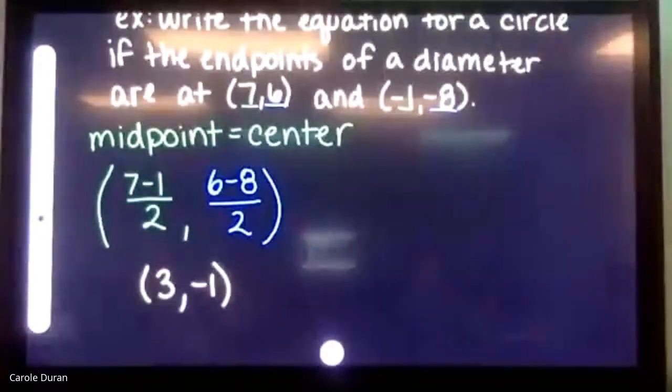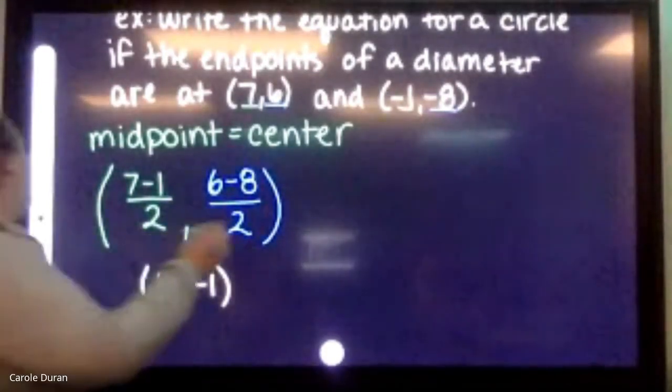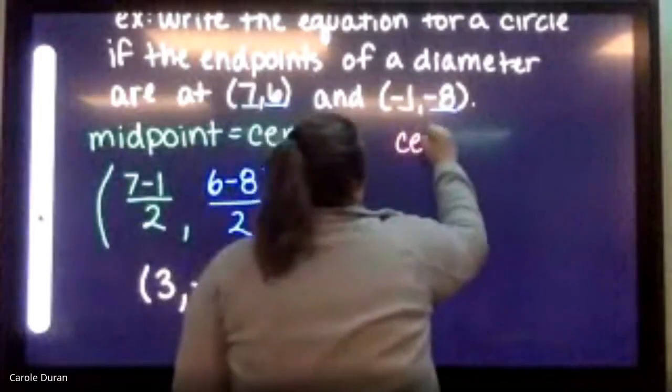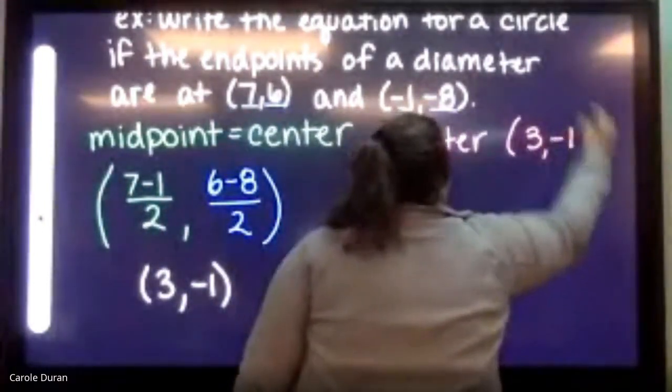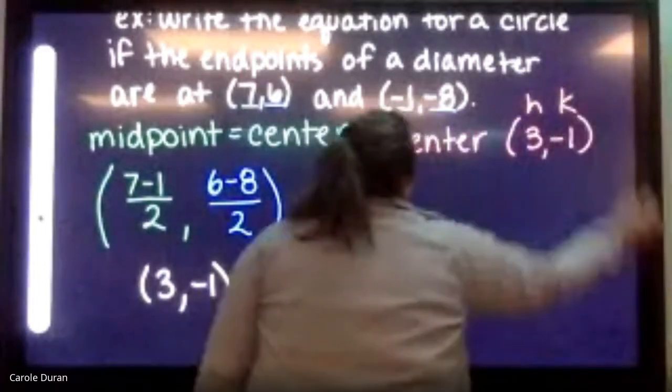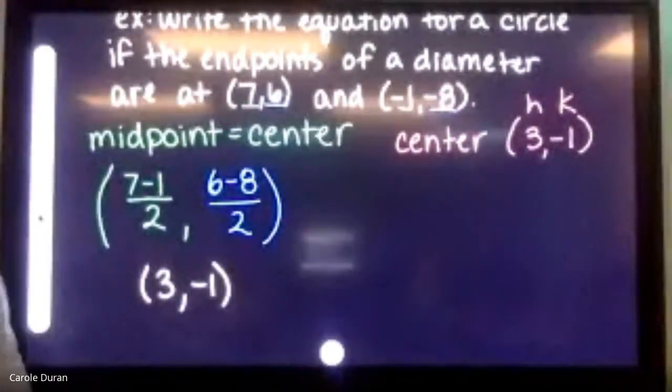Any questions on that one? Everybody okay with how we found that center? I definitely put something like this on your homework. Also remembering H and K are the coordinates of that center. I always like to put it in case anybody forgets.